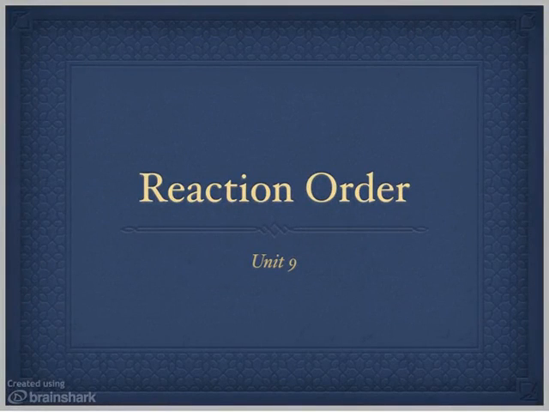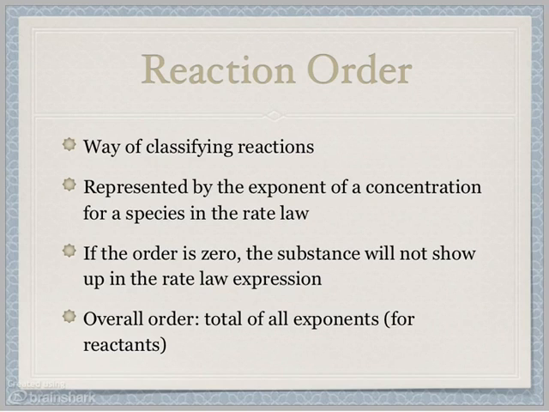Now we went over rate laws, but now we want to figure out a way of being able to classify these reactions as we encounter them, and you do that by something called a reaction order, which is represented by whatever your exponent is of a particular concentration within the rate law. If by some chance the order is 0, that concentration or that substance won't appear in the rate law, because if you have an exponent of 0, it just equals 1. So it's not going to be in your rate expression.